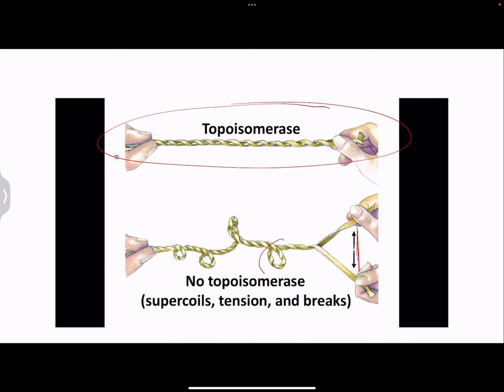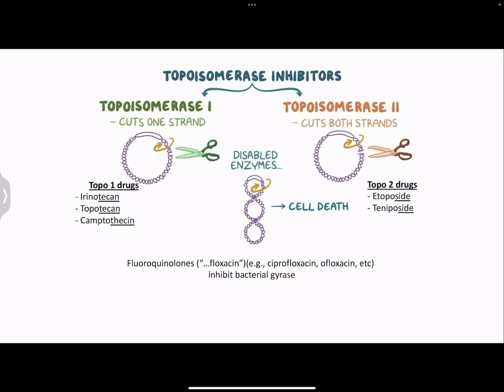And what you're going to see is you're going to induce all of these tensions and coils. And if you do it too much and it's fragile, it might break. So the idea is that if you had topoisomerase, you would keep it nice and steady and prevent all of this. So there's two types of topoisomerase: topoisomerase 1 and topoisomerase 2.